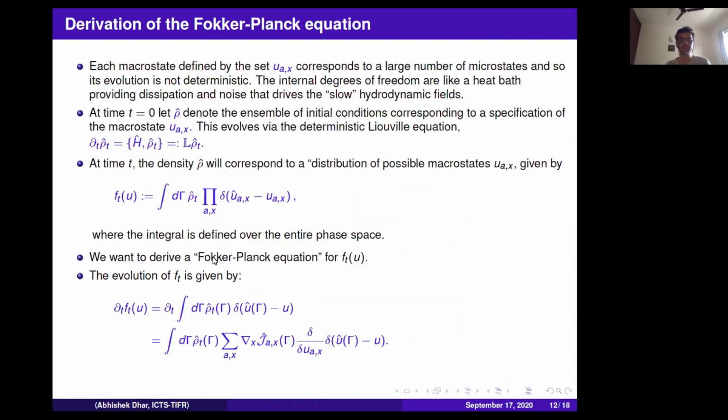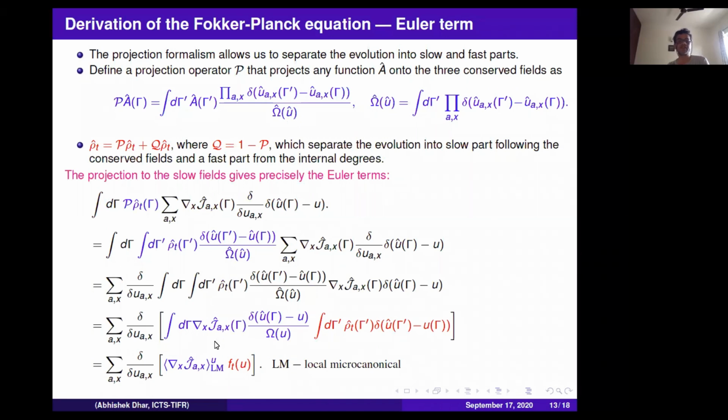Basically I have this equation and I write rho hat as P rho plus Q rho, right? If I look at what P rho gives me, it gives me precisely the Euler term in my equation, the hydrodynamic equations. I'll just quickly go through this. It's not important to follow all the details, but the basic structure of the proof. So I look at just this part, P rho hat, and I use this definition of the projector, and then I just do some manipulations, and there are no approximations here.